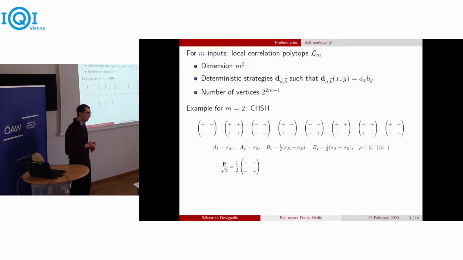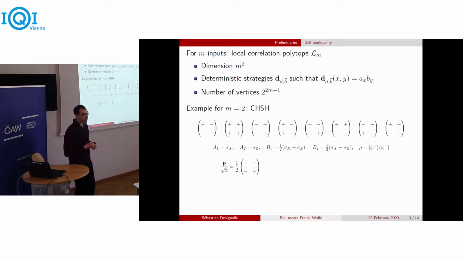I will just give you an example so that it's clear, but probably you know about it already. If I restrict to 2 inputs, so M is equal to 2, then these are typically the deterministic strategies. You can see that they indeed factorize. Like this one is, for example, minus minus times plus plus, and so on and so forth.